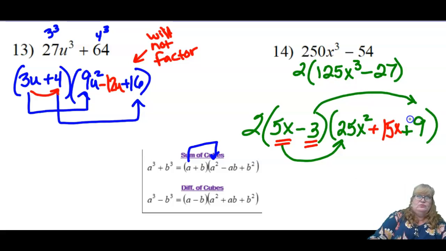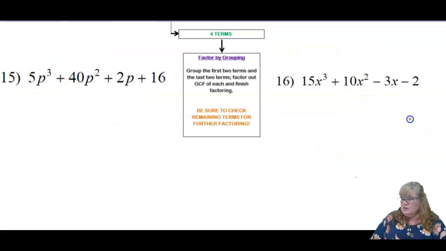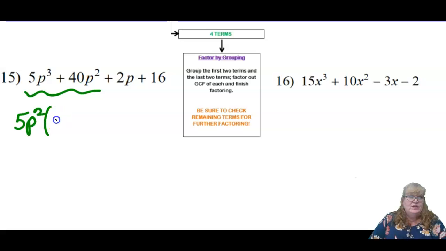All right, 2 real quick. Factor 4 terms. It says when you have 4 terms, you can group. So what you do is you look at maybe the first 2 and you say, what can I pull out of those 2? A 5p squared. That leaves me a p plus, let's see if I divide that by 5, I get 8. I took out both p squared, so I just have that.